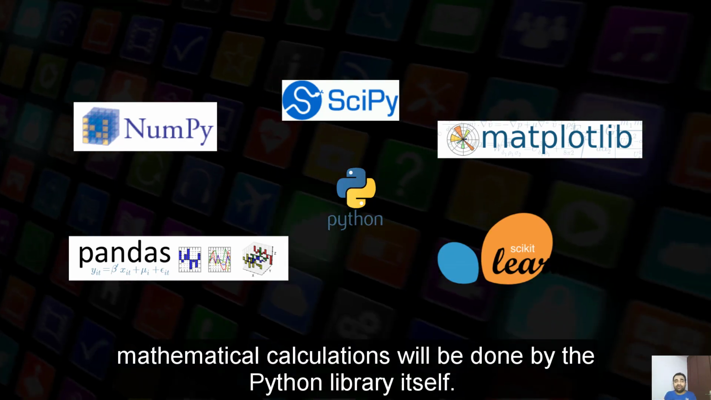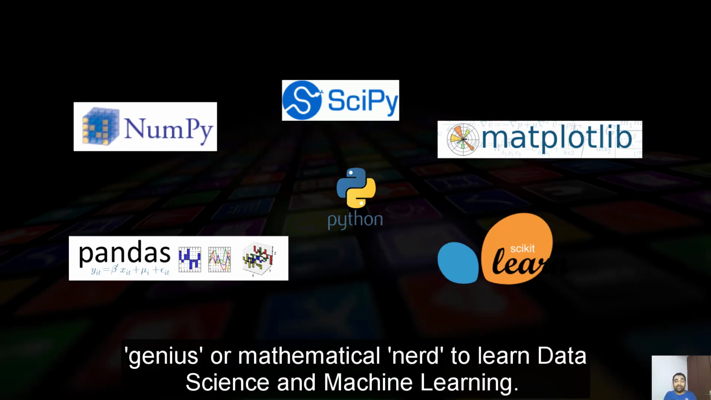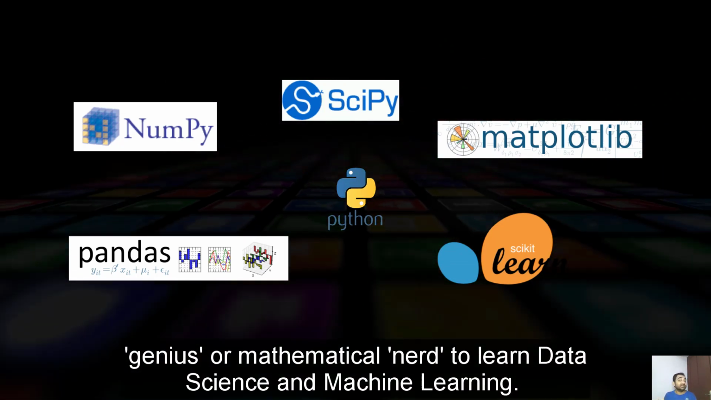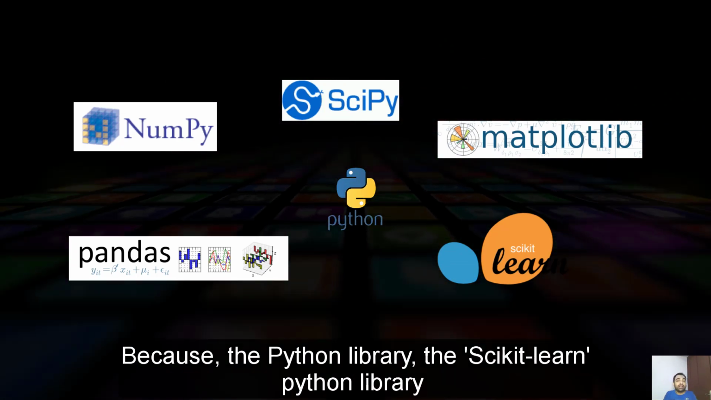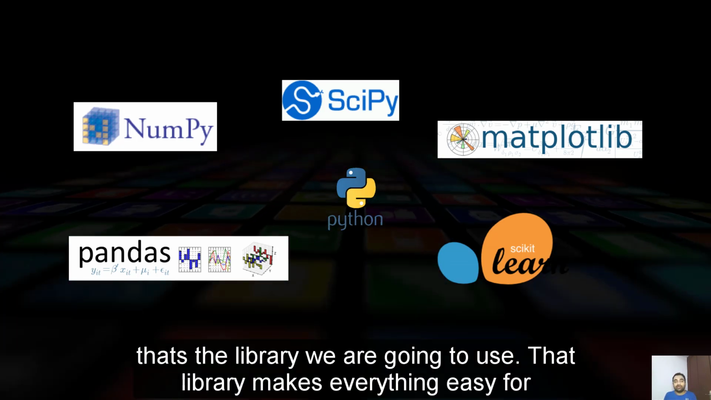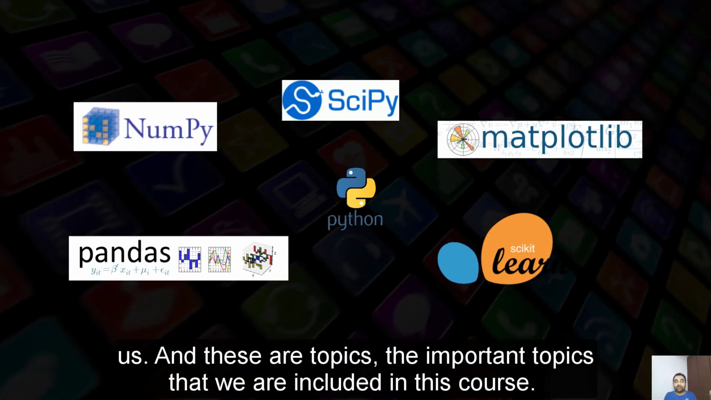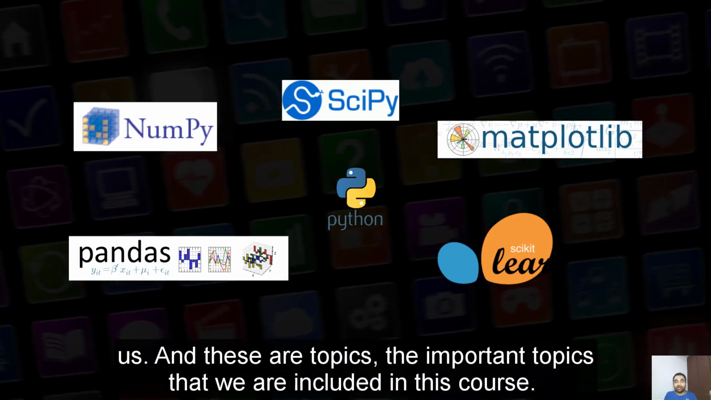So we don't have to be a statistics genius or a mathematical nerd to learn data science and machine learning, because of the Python library, the scikit-learn library, that's the library we are going to use. That library makes everything easy for us. And these are the important topics that are included in this course.